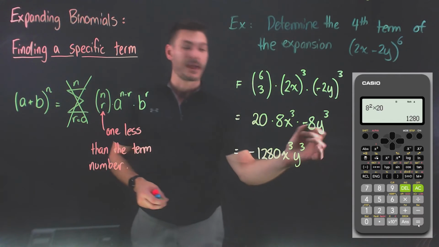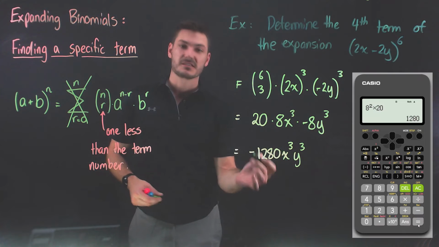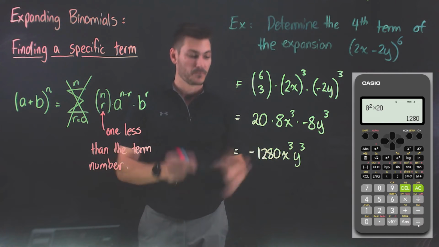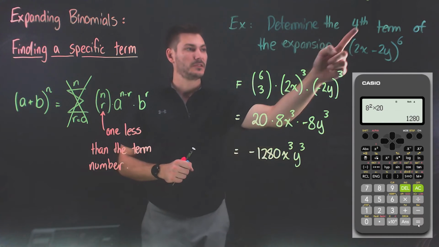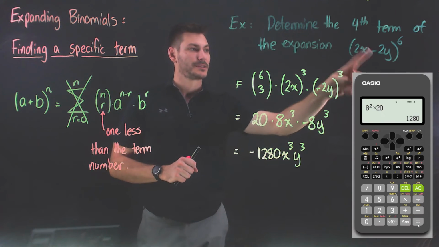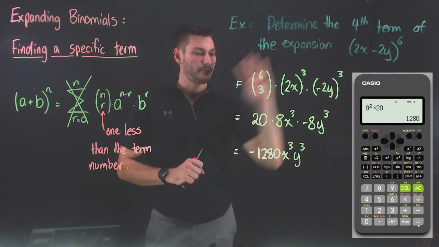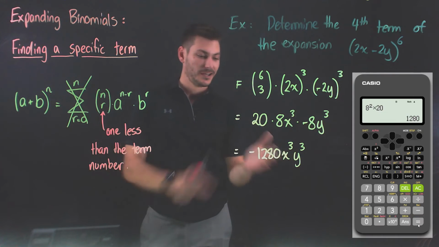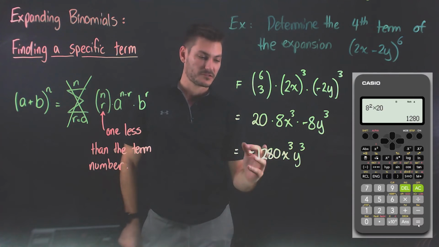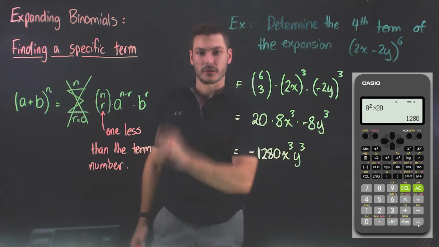And just notice that the negative that was attached to the y cubed still is, it's just out the front of the entire term now. And that's my final answer to the fourth term of the expansion 2x minus 2y to the 6. The fourth term in that entire sequence is minus 1280 x cubed, y cubed.